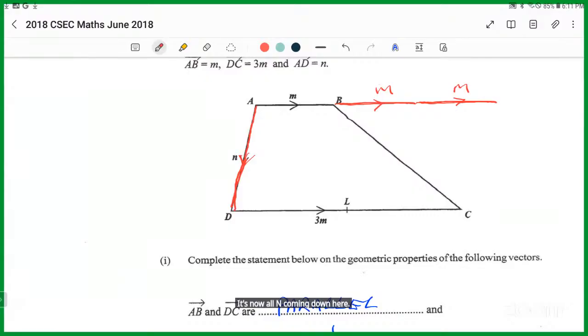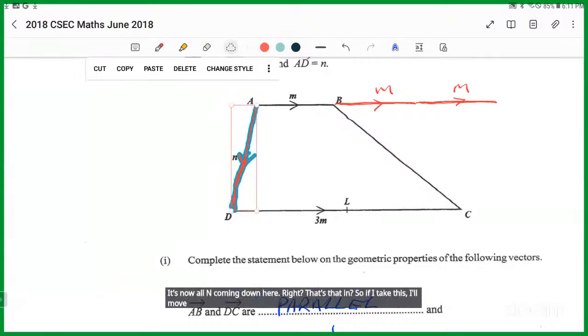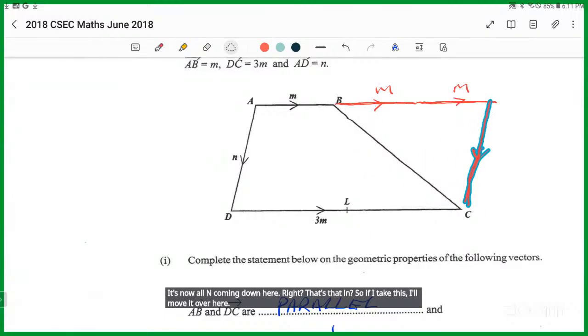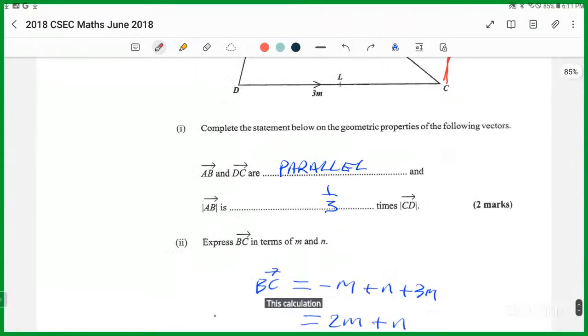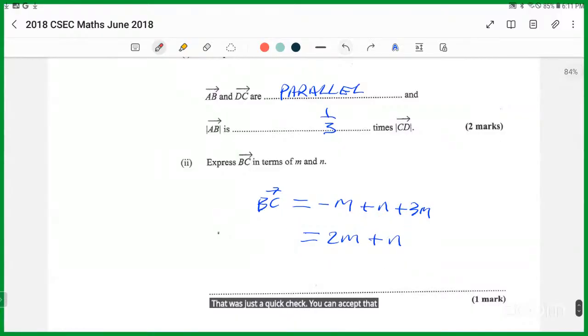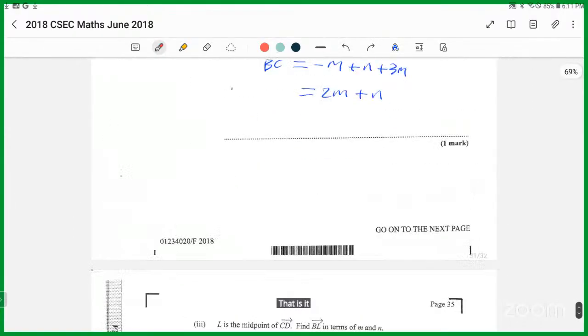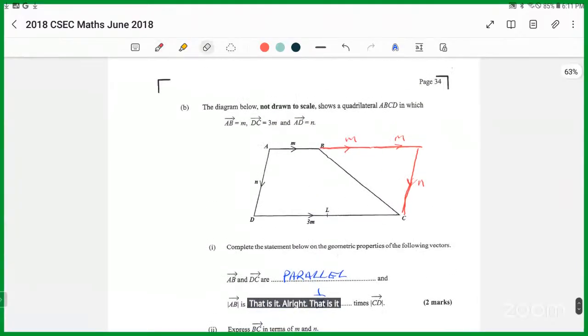Right? That's an N. So if I take this and move it over here, there, that's an N. It's not 100% accurate, but you get the picture, because I didn't join up everything, but you see it. That's 2 M's, this is the N. 2 M's, M plus M, that's 2 M's plus a N takes it from B to C. So you can accept this calculation. That's just a quick check. And that is it. Let me take these off now. Practice to check your answers this way, guys.